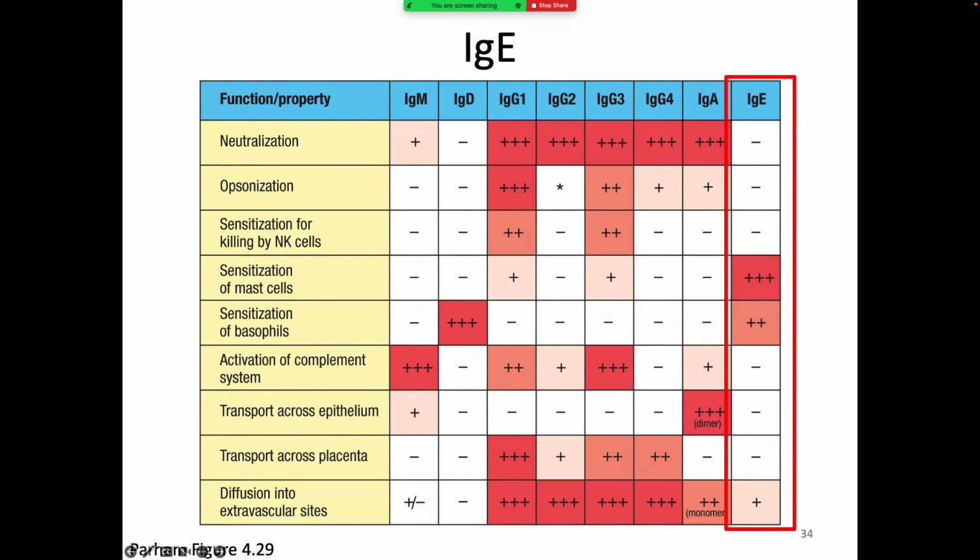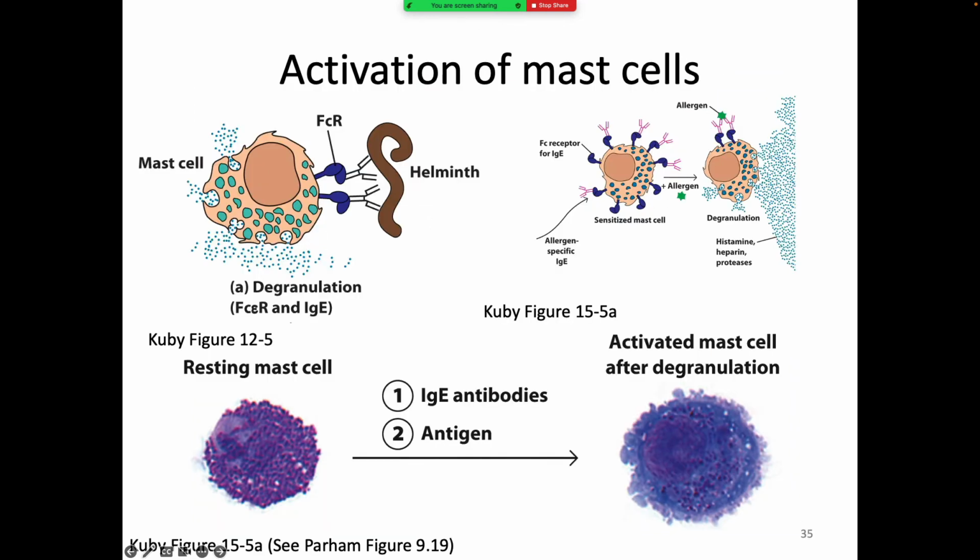You can see a unique thing about IgE here. So what do you see that's unique about IgE in terms of this table of functions? Yeah, Christina. It's only really good at one thing, and what's the one thing? Sensitization of mast cells. Remember how I told you about how the mast cells have this Fc receptor and soak up a whole bunch of any antibody that works for them?